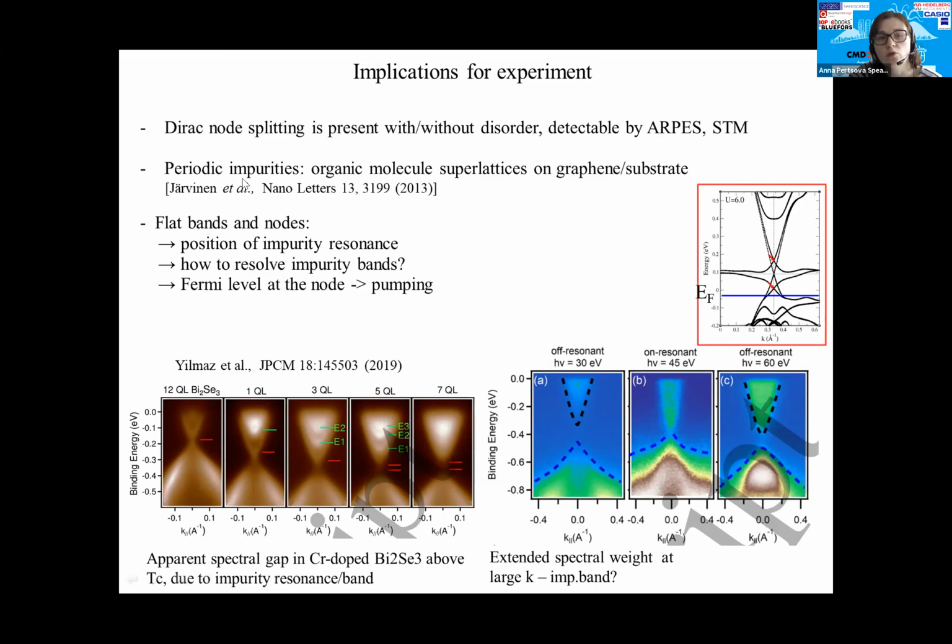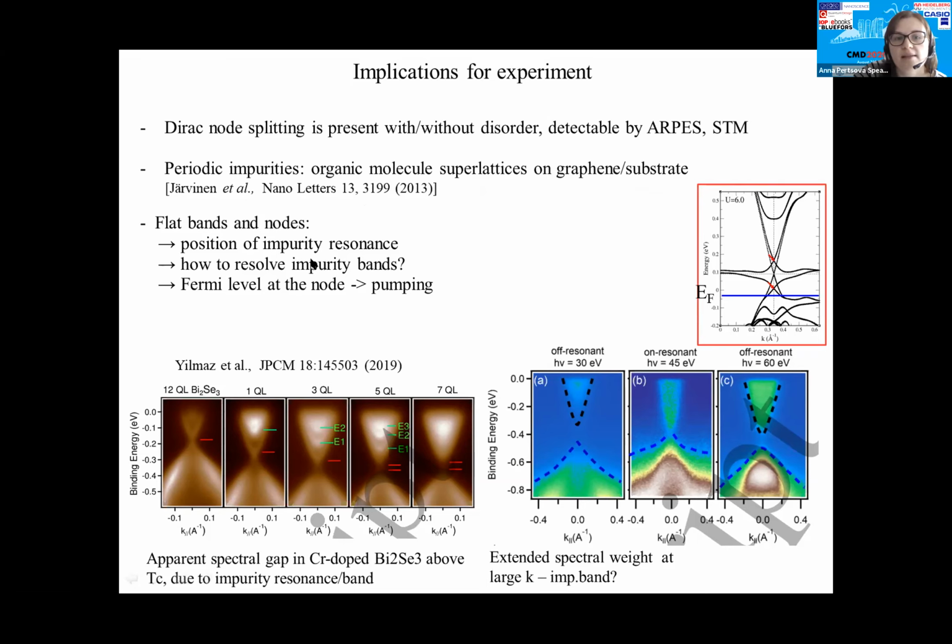Also, if we want to think about more realistic examples, one example that we thought of is superlattices of organic molecules that are known to be possible in graphene structures. So these are self-organized periodic lattices of organic molecules on graphene. So maybe one could look into these features in these systems.